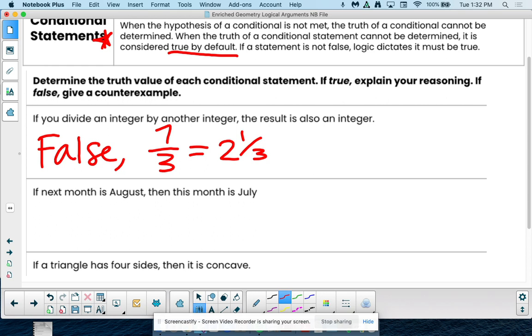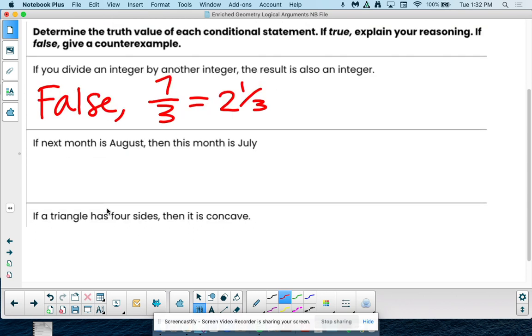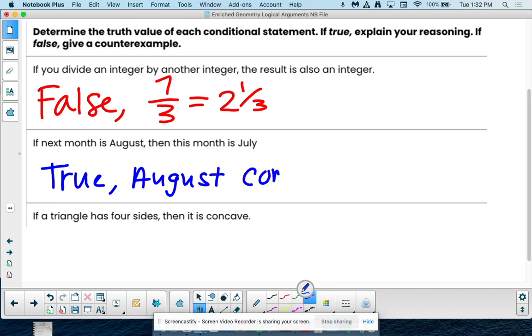If next month is August, then this month is July. True. Why is it true? Perfect. That's what you're going to say. August comes after July.